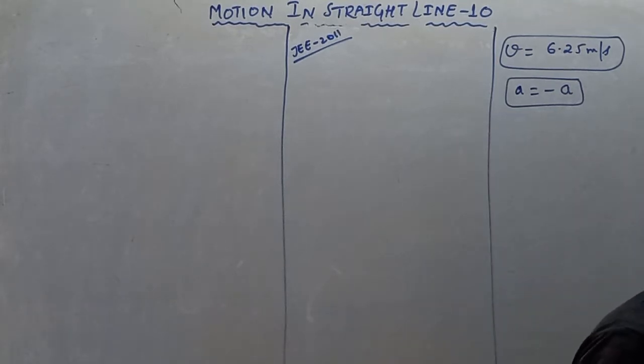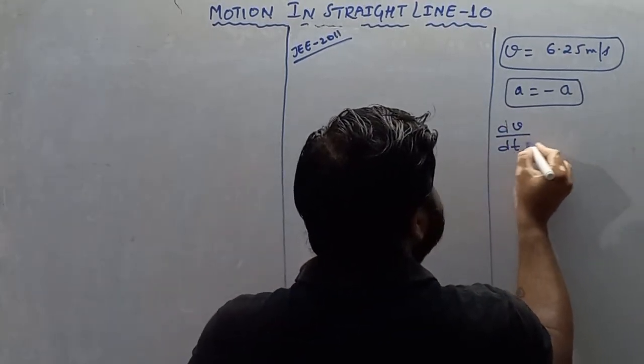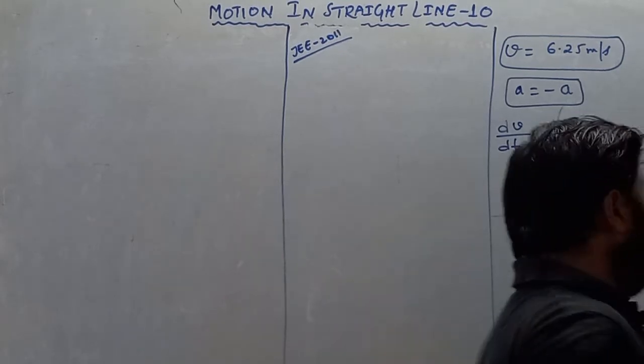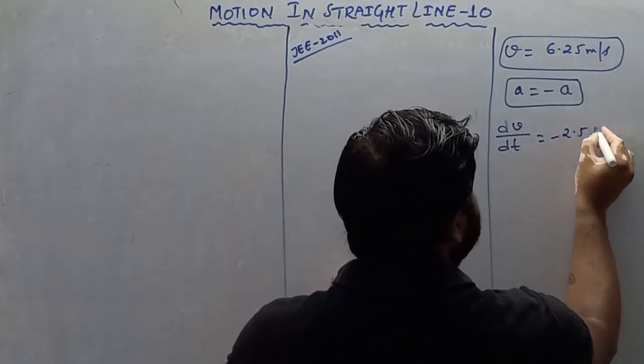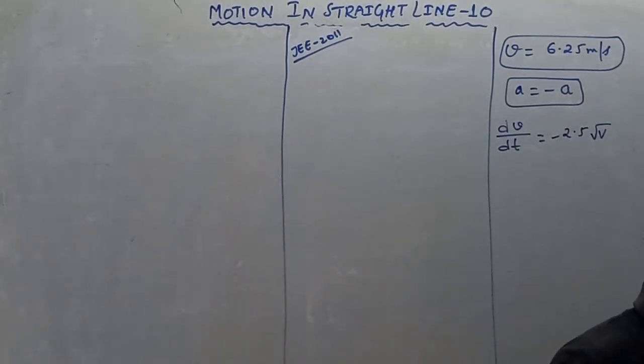So they are saying that an object moving with a speed of 6.25 meter per second is decelerated at a rate given by dv by dt is equal to minus 2.5 root v, where v is the instantaneous speed.